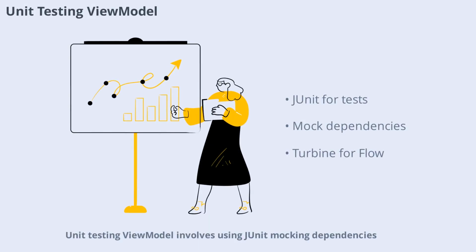Unit testing view model involves using JUnit, mocking dependencies, testing state and output, and using Turbine for flow. Thorough testing ensures your business logic works as expected and prevents regressions.